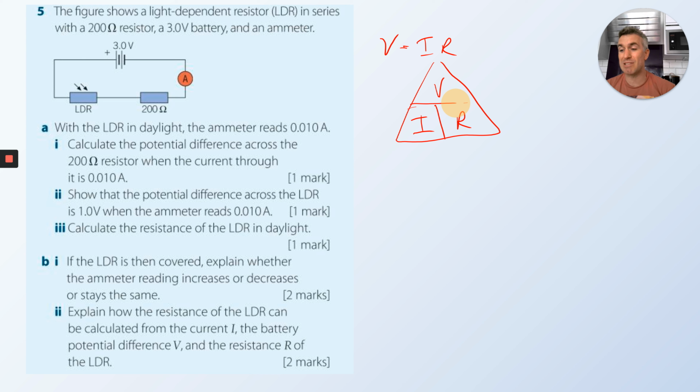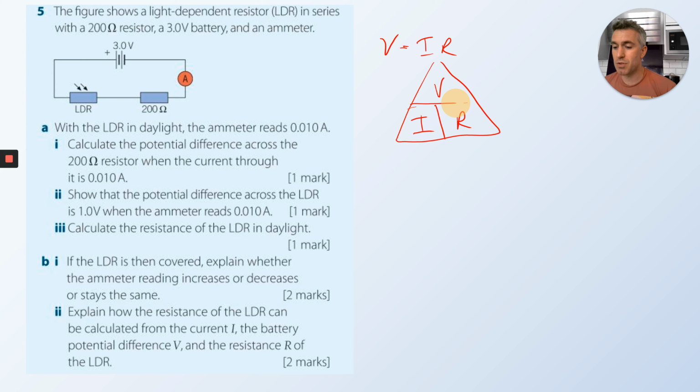So it says if the LDR is then covered, explain whether the ammeter reading increases or decreases or stays the same. I'll give you a hint, it's not going to stay the same. You've changed it, so the resistance of the LDR is going to change. Now, if the resistance of the LDR goes up, it's like more of an obstacle. What's that going to do to the current? Are those things that are traveling through going to find it harder if there's a harder obstacle? If the LDR resistance goes down, what's going to happen to the current? They're going to find it easier to pass through.